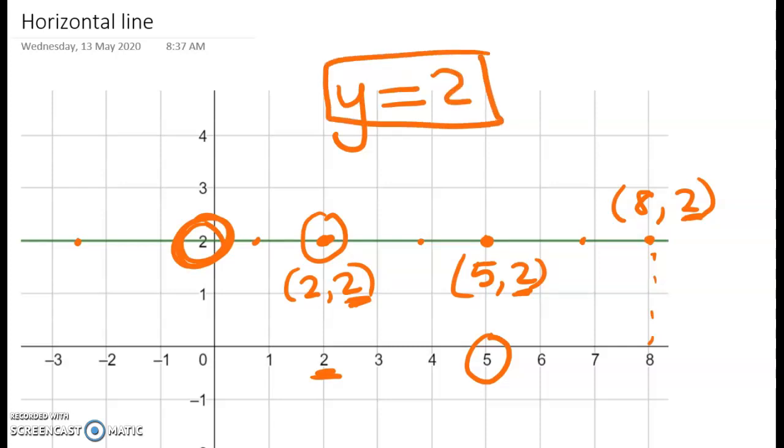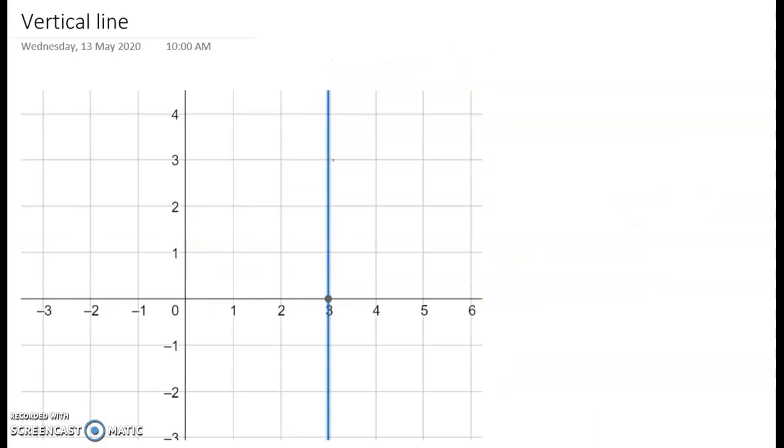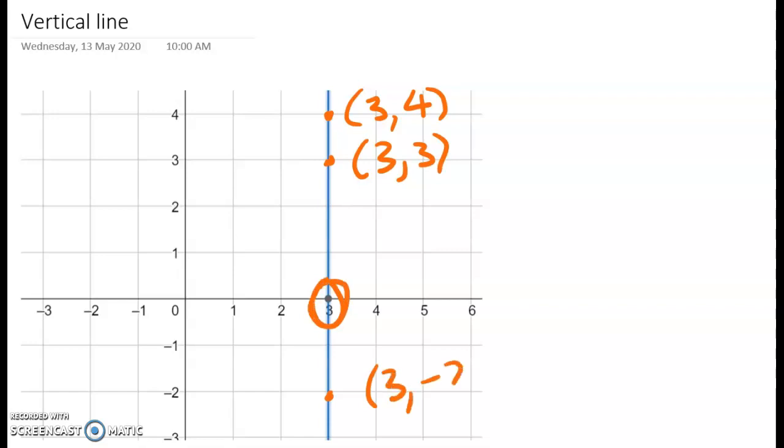Let's look now at a vertical line. Okay, so we'll draw on some points and we'll write some coordinates. The coordinates for this point are x equals 3, y equals 4. For this one, x equals 3, y equals 3. For this one, x equals 3, y equals negative 2. Wherever I am on that vertical line, the x coordinate has got to be 3.